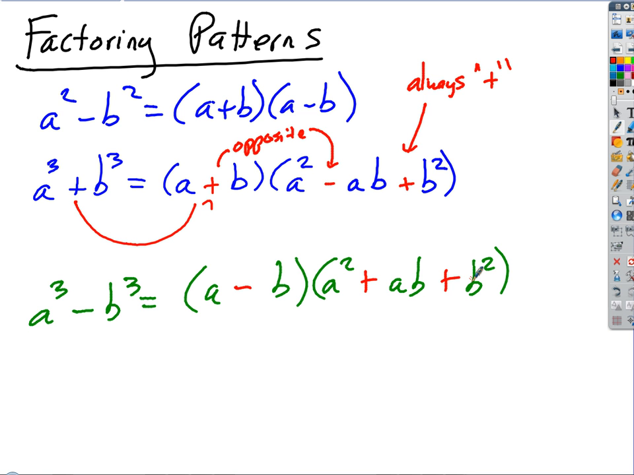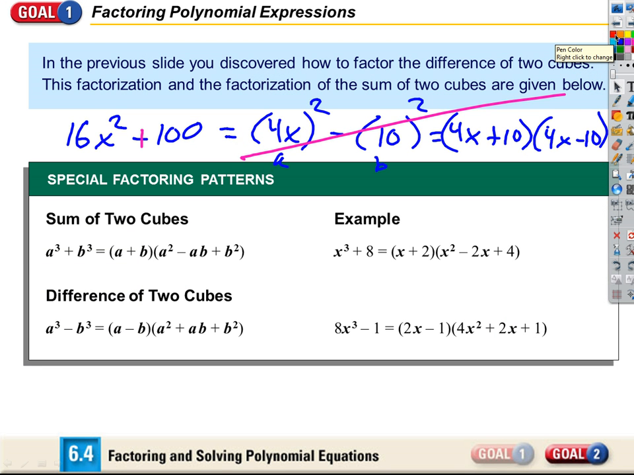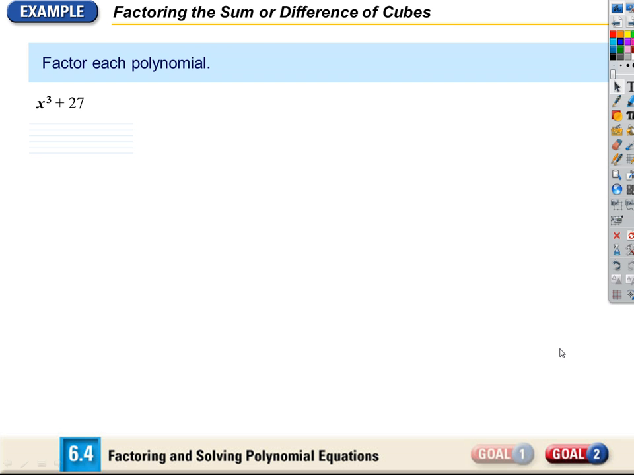So let's try an example. There are our patterns. Okay, let's try this. Say we want to factor x cubed. We'll start simple: x cubed plus 27.